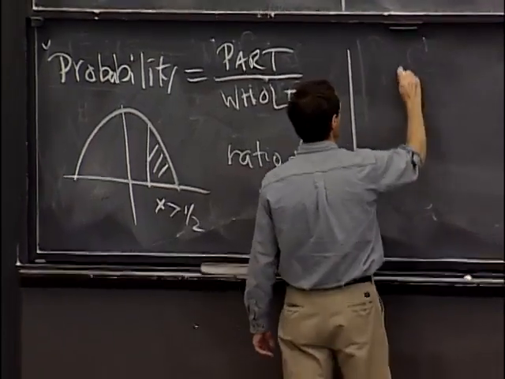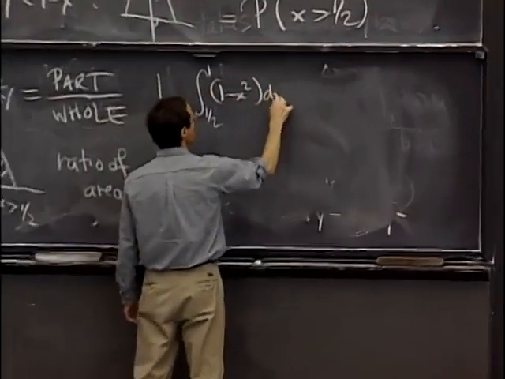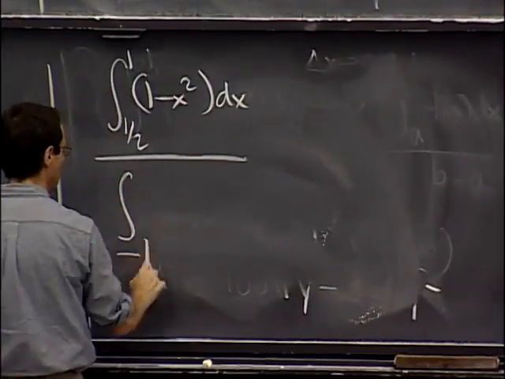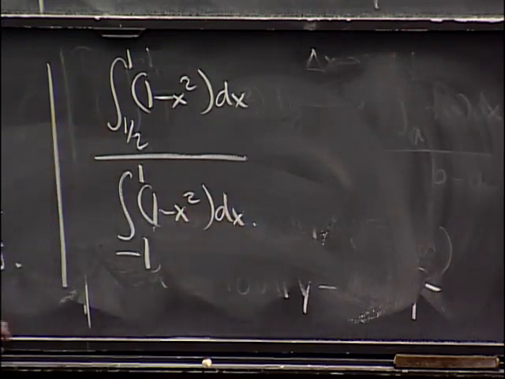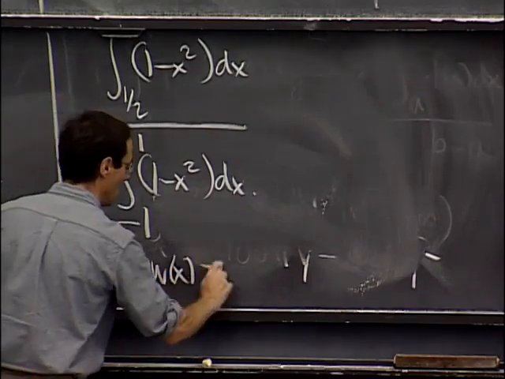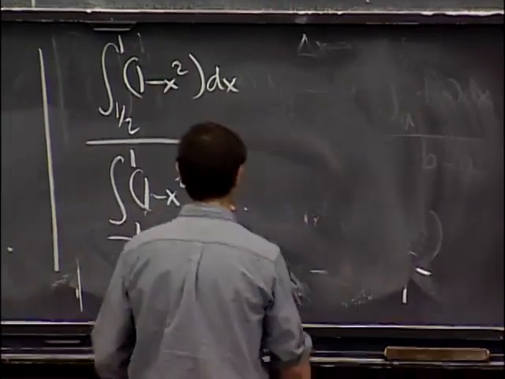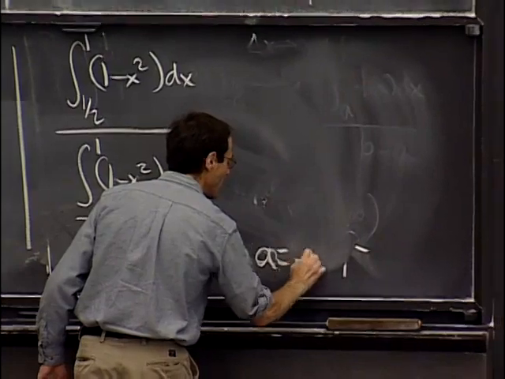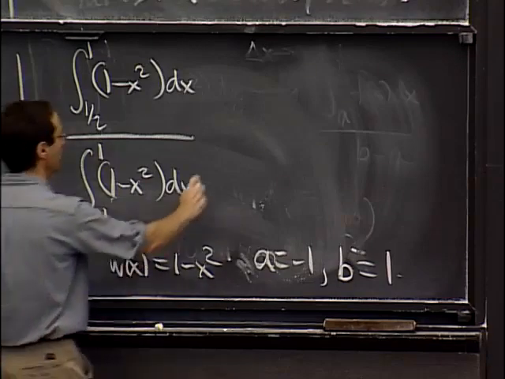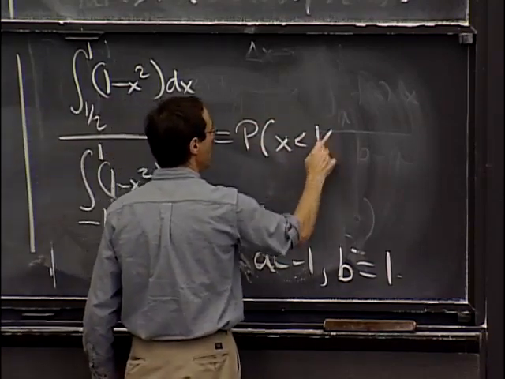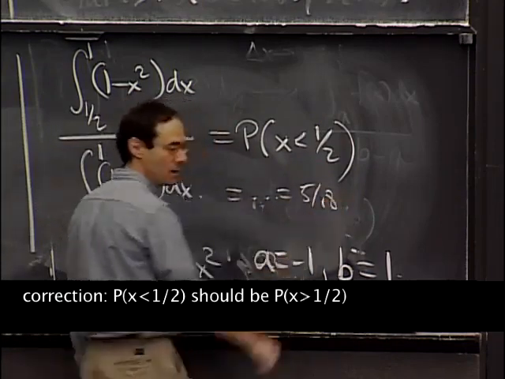Let's write that down. That's the integral from 1/2 to 1 of 1 minus x squared dx divided by the integral from -1 to 1 of 1 minus x squared dx. And again, the weighting factor here is 1 minus x squared. And to be a little bit more specific here, the starting point a is -1, and the end point is +1. All right, so this is the probability that x is bigger than 1/2. And if you work it out, it turns out to be 5/18. We won't do it.